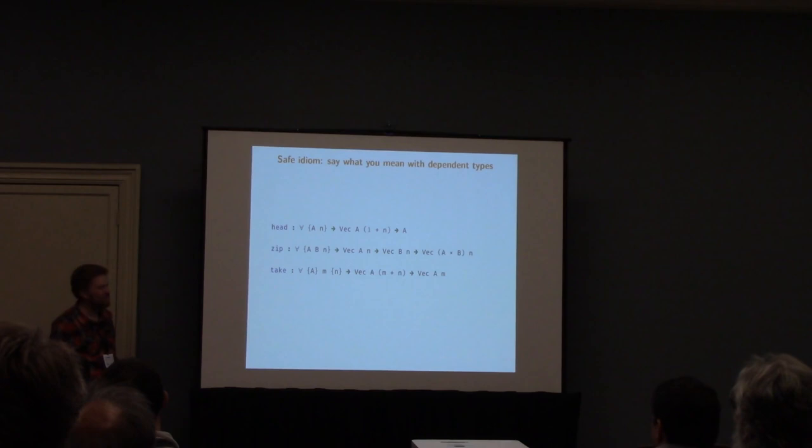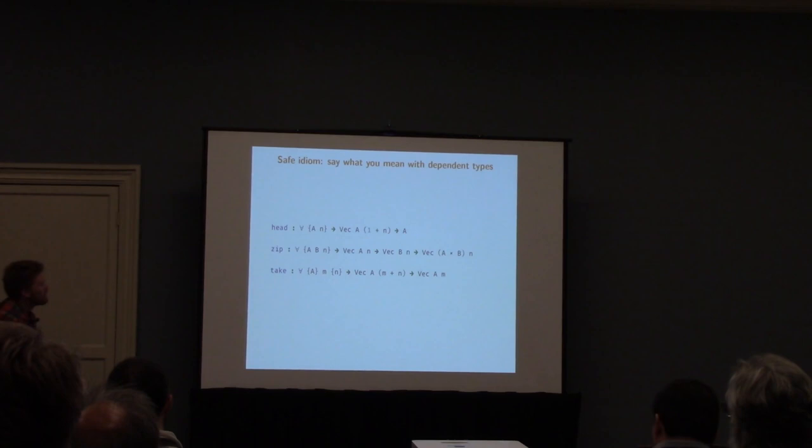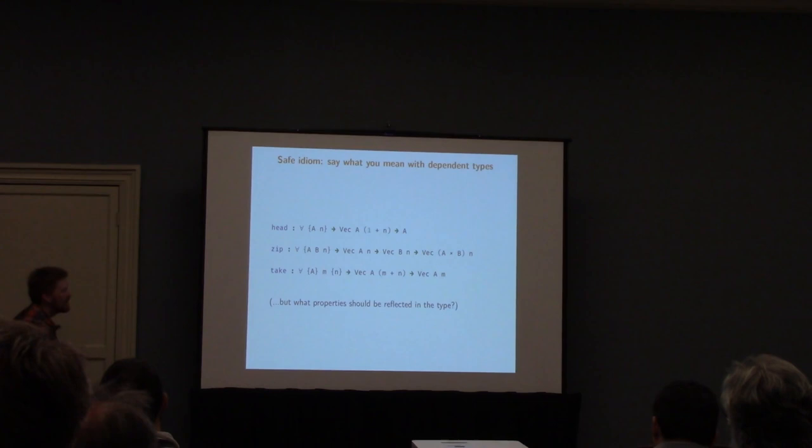We have to predict ahead of time what the user is going to try to do with our API so that we can give them some types that have the information that they need to make their safety argument. And so really, there's still the question of what properties should be reflected in the types?